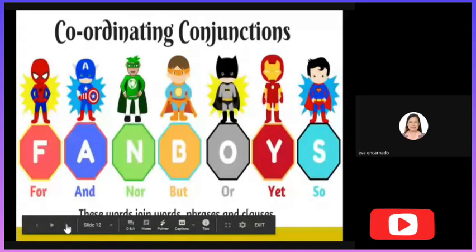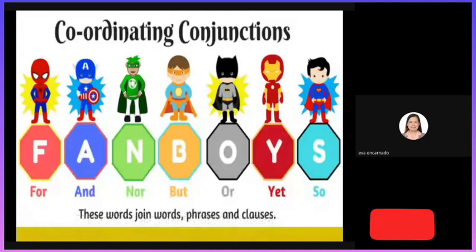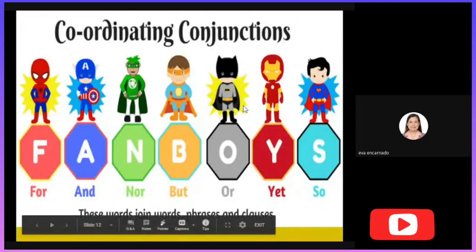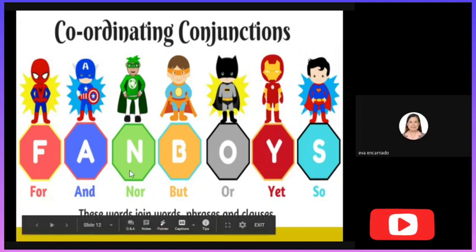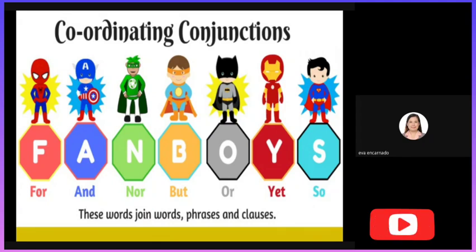So, coordinating conjunctions, known as FANBOYS. We use the acronym FANBOYS to help us remember easily. So, FANBOYS, the 7 important coordinating conjunctions that we are going to talk about today. F for, A for and, N for nor, B for but, O for or, Y for yet, S for so. These words join words, phrases, and clauses. I'll show you examples.